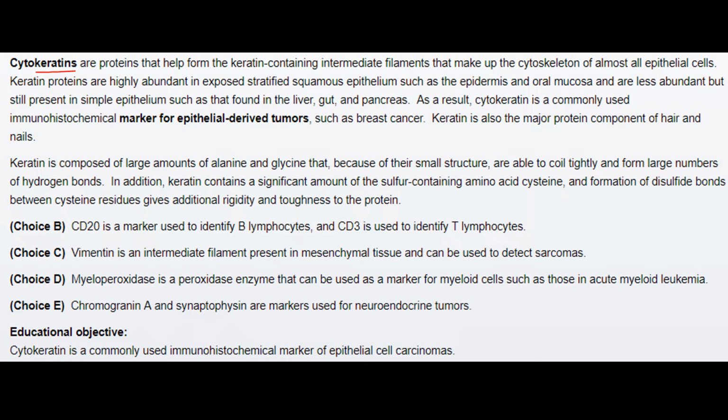Cytokeratins are proteins that help form the keratin containing intermediate filaments that make up the cytoskeleton of almost all epithelial cells. Keratin proteins are highly abundant in exposed stratified squamous epithelium such as the epidermis and oral mucosa, and are less abundant but still present in simple epithelium such as that found in the liver, gut and pancreas. As a result, cytokeratin is a commonly used immunohistochemical marker for epithelial-derived tumors such as breast cancer.